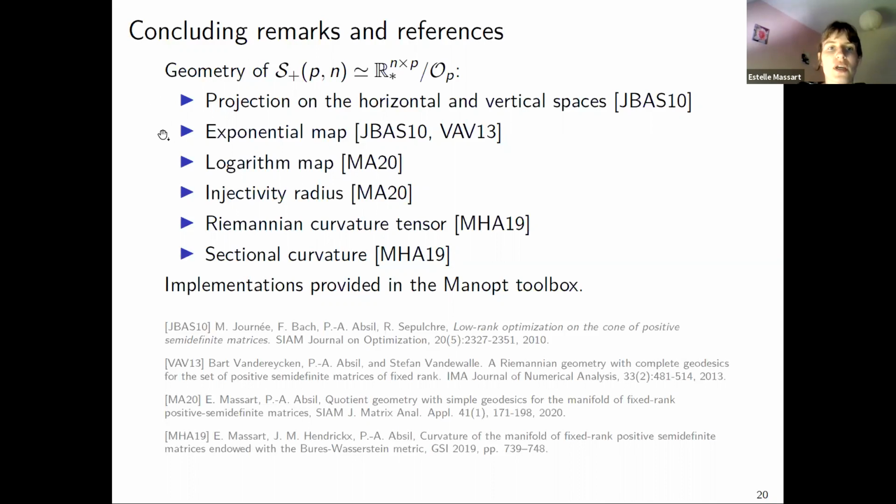Classical tools are well known, such as projection on horizontal and vertical spaces, also the exponential map and the logarithm map. Those two aim to compute geodesics. But also more recently, we got expressions for the injectivity radius and the curvature of the manifolds. So here are some pointers in case you are interested. And implementations are also provided in the ManOpt toolbox, a general purpose toolbox for optimization on manifolds.